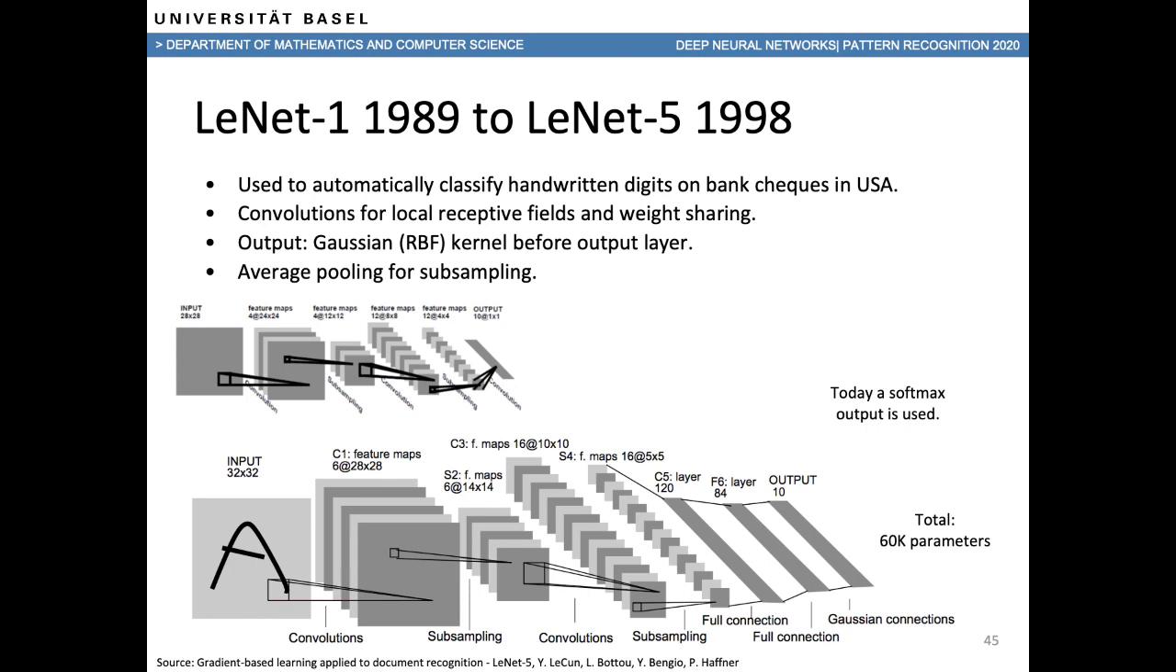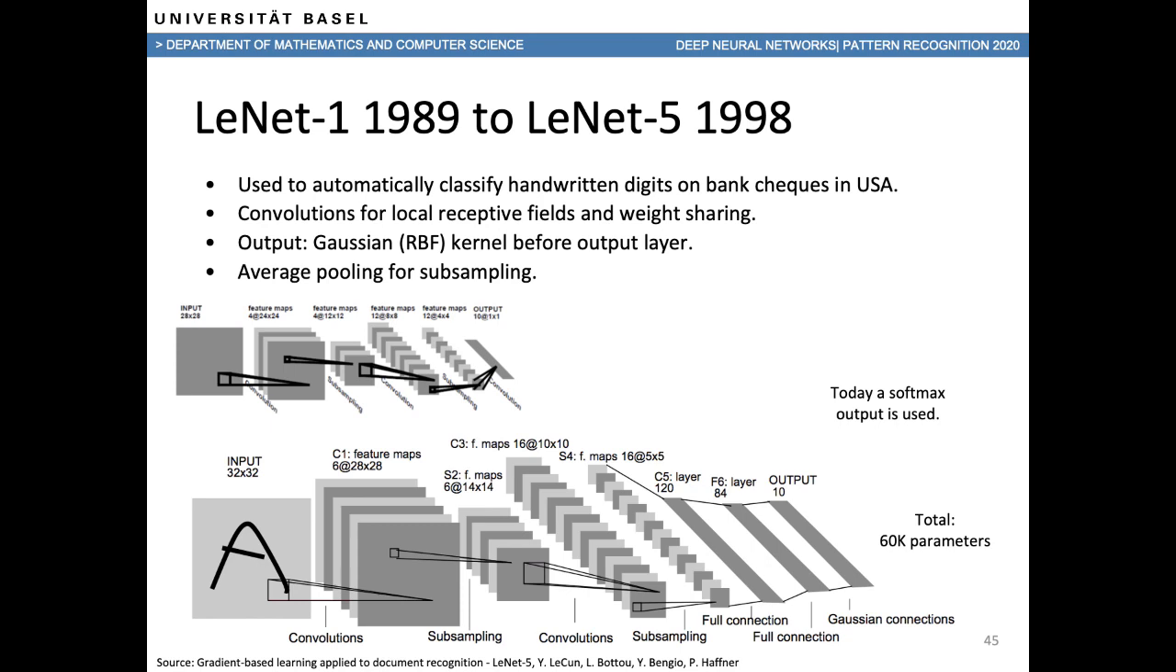Then there were some minor details here. Namely, that the output was a Gaussian RBF kernel, or there was such a kernel just before the output layer. So this you will not see much of today. And also the pooling layers, they used average pooling for the subsampling.